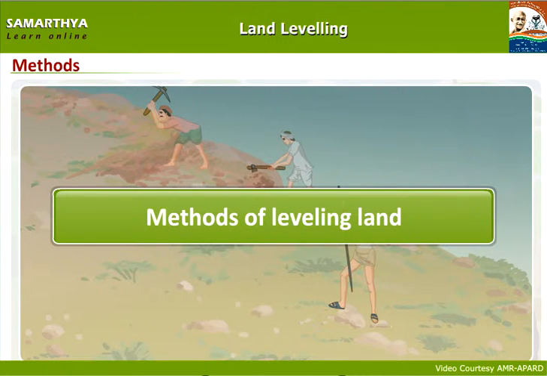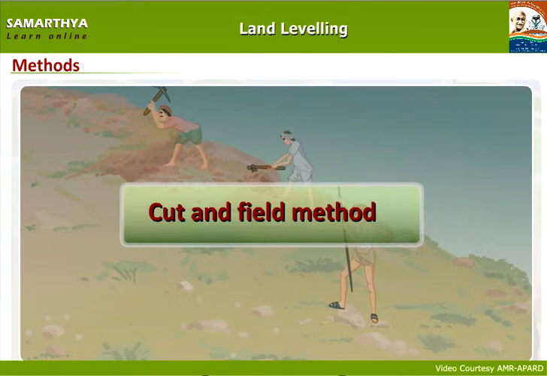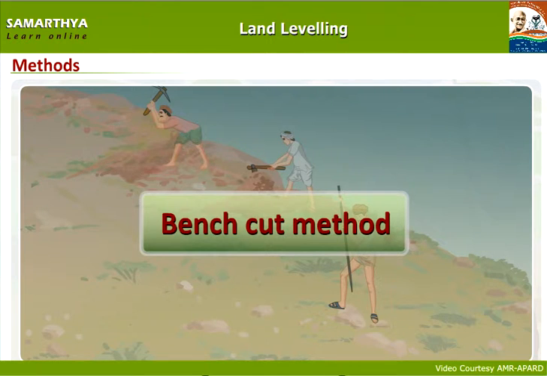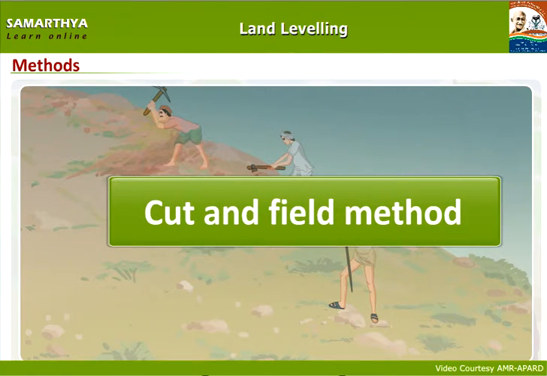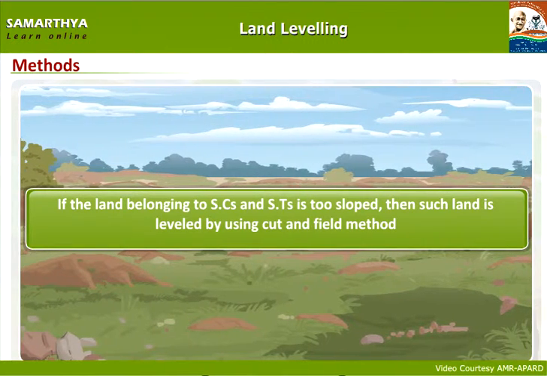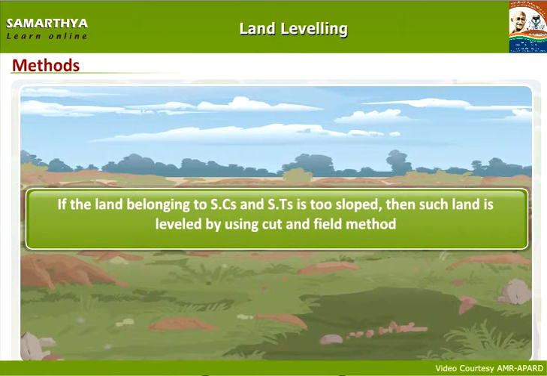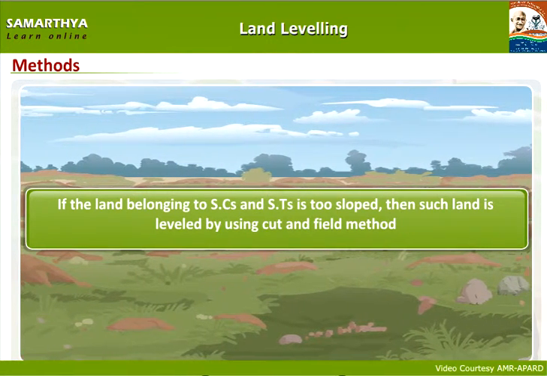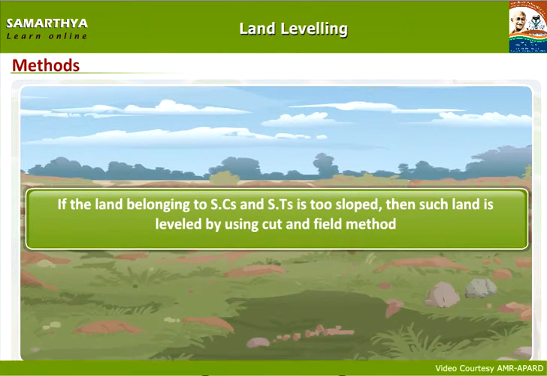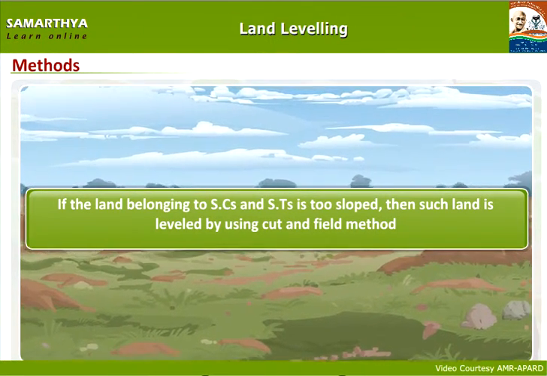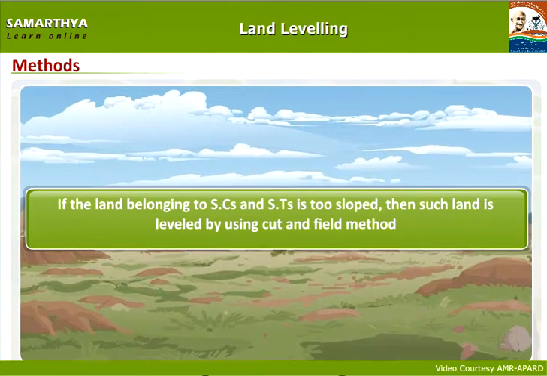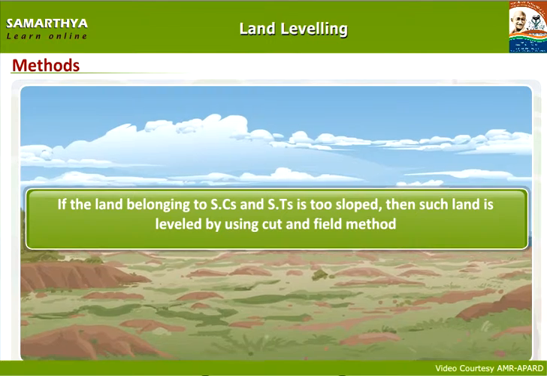Now let us learn the methods of leveling the land. There are mainly two methods for leveling the land. First, cut and fill method. Second, bench cut method. Let's know about using the cut and fill method. This cut and fill method is used in lands of SC, ST and poor farmers, which have a lot of undulations, streams and gullies, to convert them into productive agricultural lands so as to increase the cultivable area.